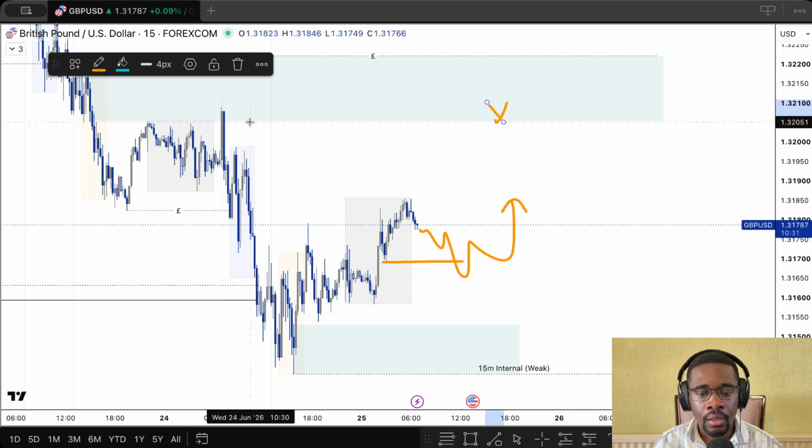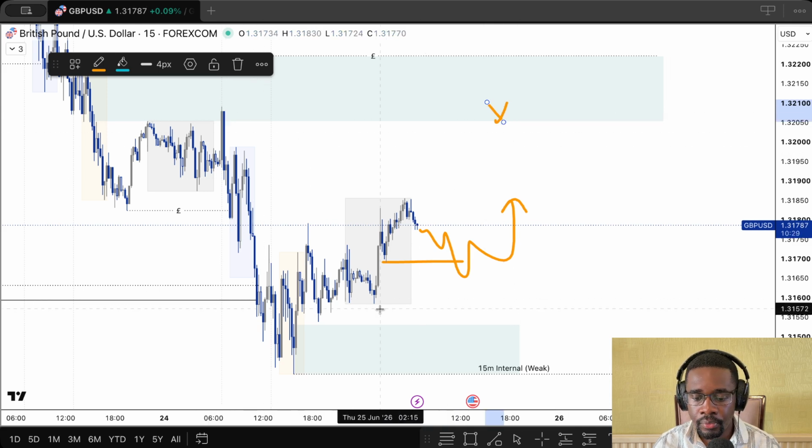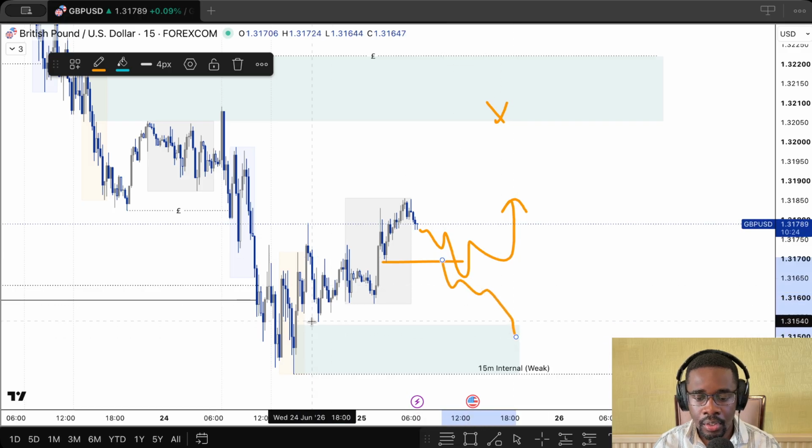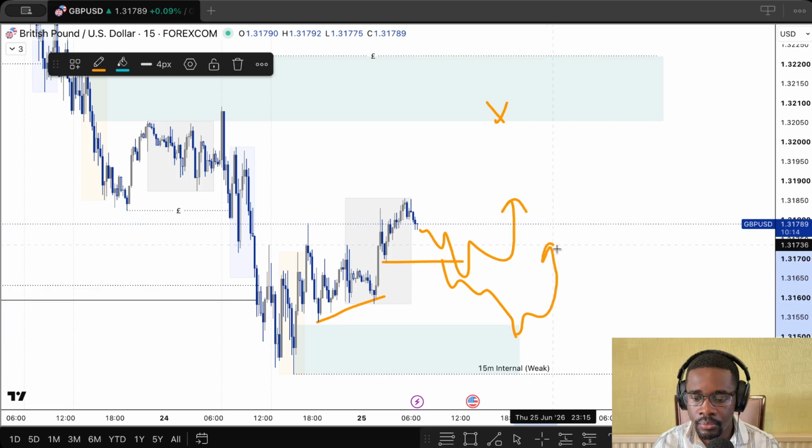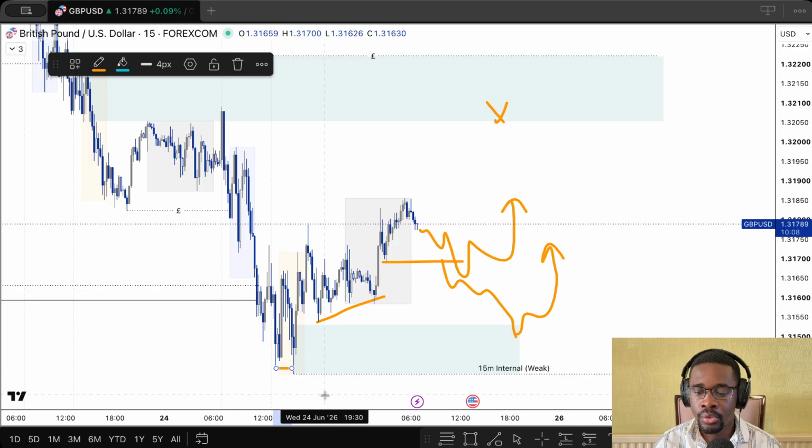Okay, else price will continue lower, mitigate this after sweeping these lows. Alright, and then we can expect to see a reaction again. Okay, so that'll be the same thing.